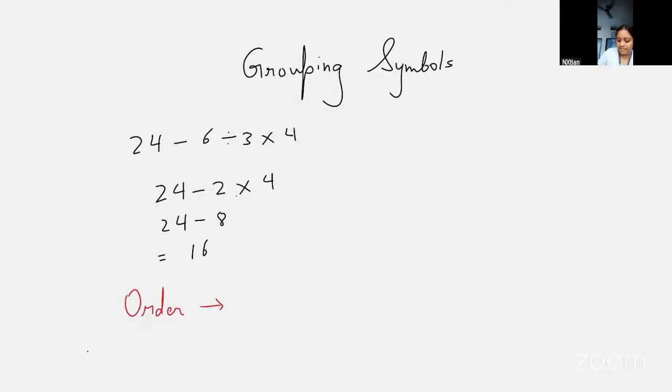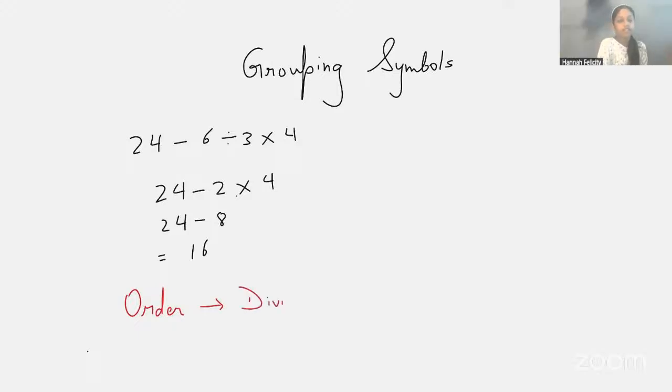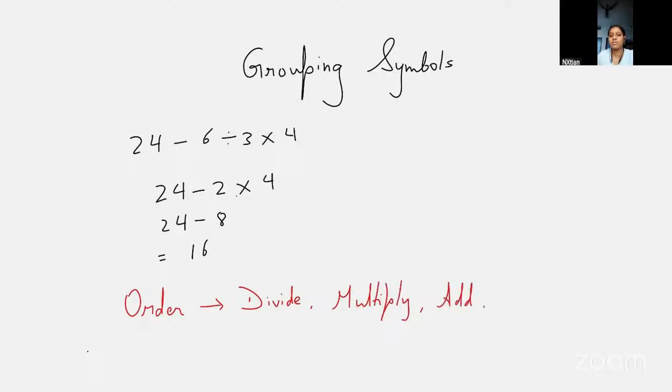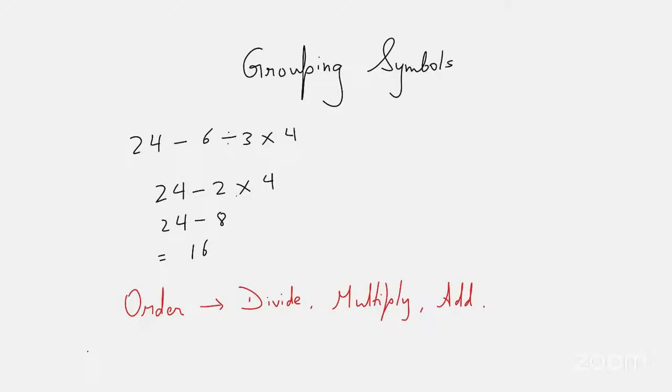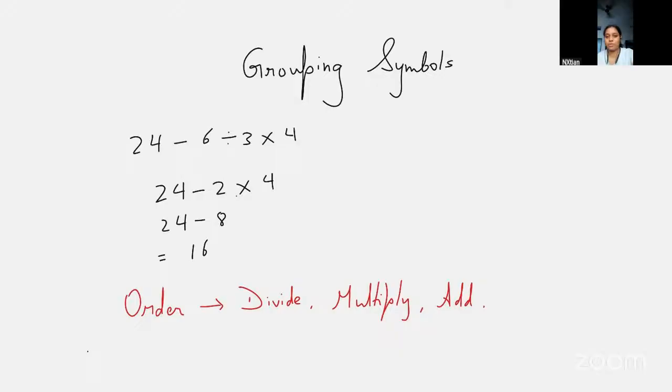Ma'am, if we do in another order, will the answer be different? You may get the answer sometimes, but if there is even a slight mistake, you will not get the answer. And not following the order makes it a little bit more complex also. So we follow the order: we divide, we multiply, add, and subtract.